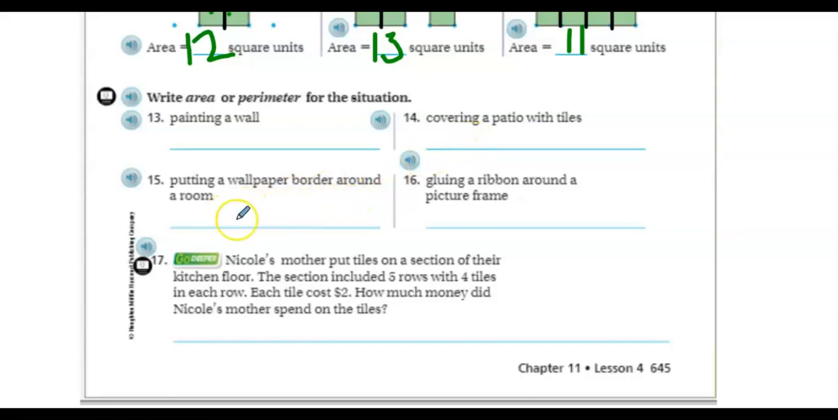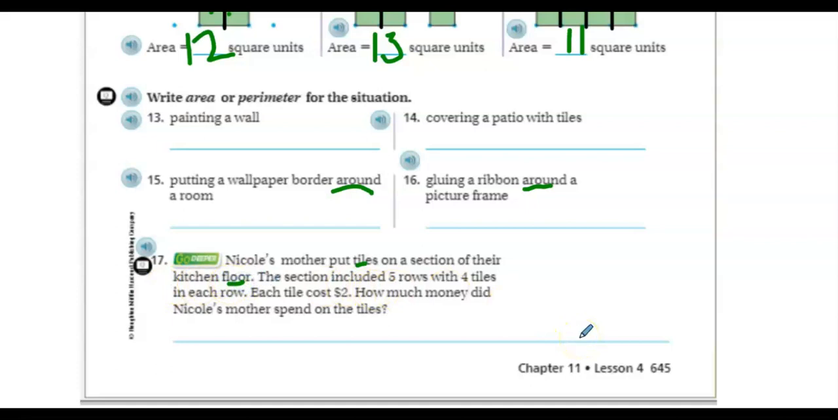Putting a wallpaper border around a room, that would be like a fence going around the outside. So that would be perimeter. Gluing a ribbon around a picture frame. Once you see the keyword, if you're noticing around, that means that it's going to be going around the perimeter. So perimeter is what you would choose. Nicole's mother put tiles on a section of their kitchen floor. So now we're looking at tiles on a kitchen floor. So now we're thinking area rug.